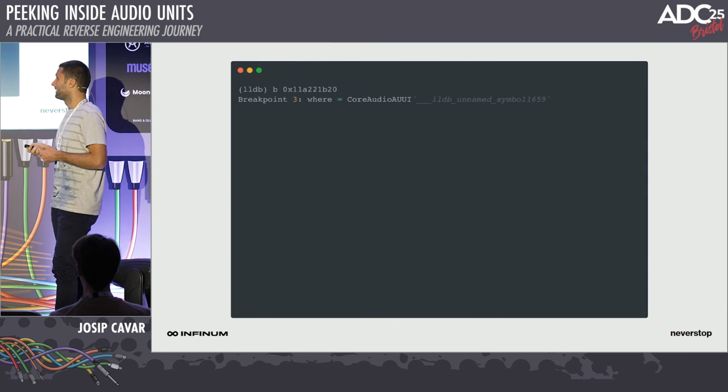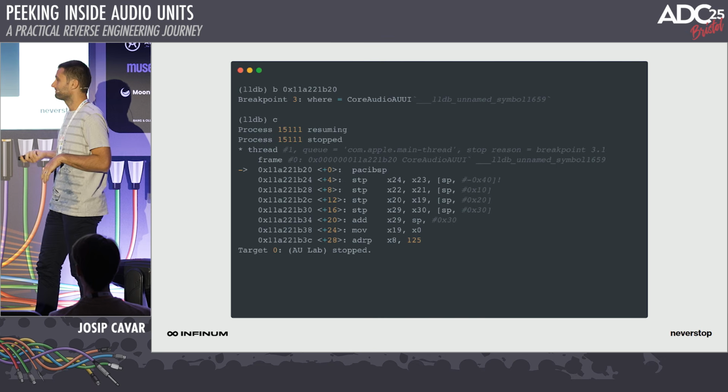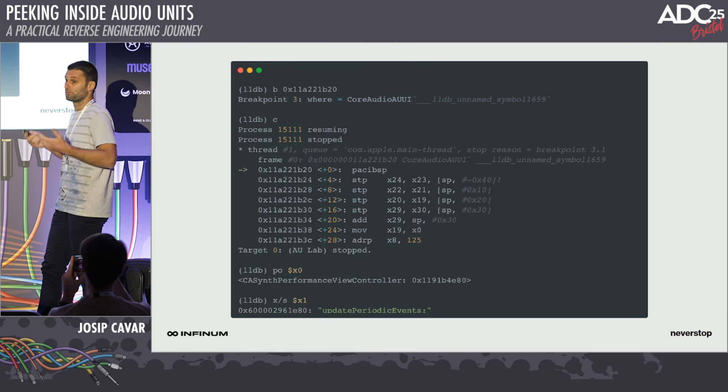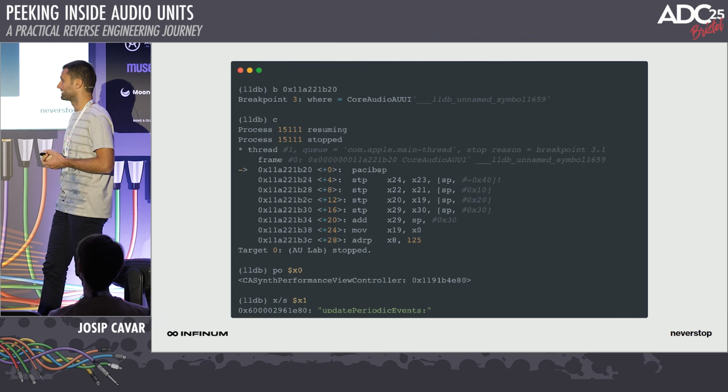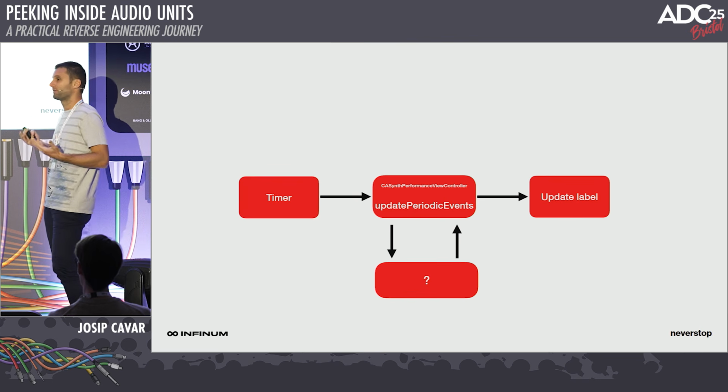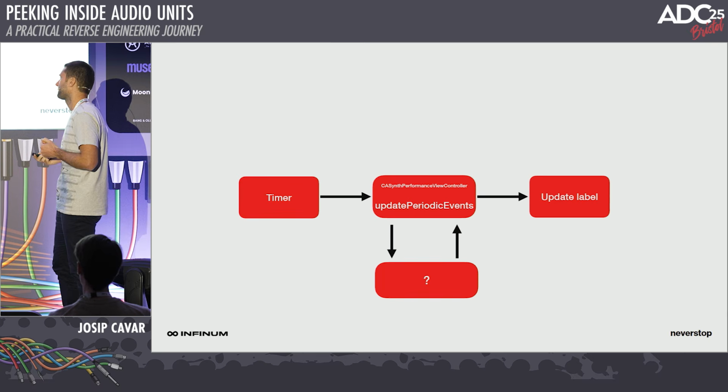So let's do that. We will first set a breakpoint at the entry point of the unnamed symbol. This is important because at this point, registers will have these values. Once we get there, we need to print those values. In X0, we have sync performance view controller. And in X1, we have update periodic events, which is what our unnamed symbol is. OK, so this is what we have. Now let's find out what update periodic events does to calculate voice count.